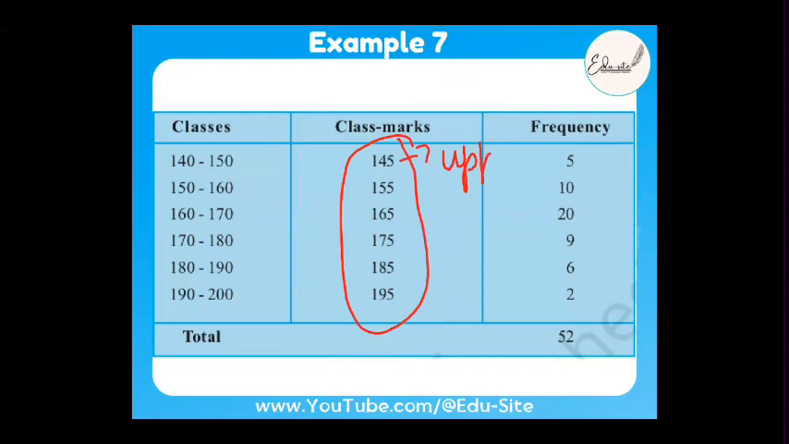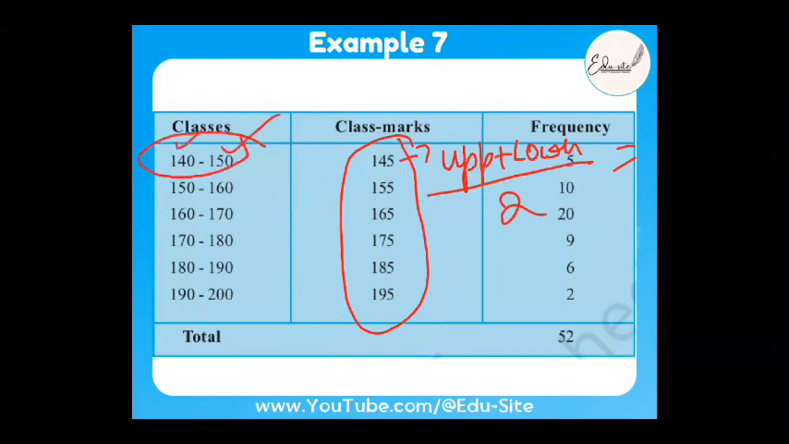Upper limit plus lower limit over 2. 140 plus 150: upper limit 150, lower limit 140, divided by 2. Answer 145. 160 plus 150 by 2, answer 155. 170 plus 160 by 2, 165. Any doubts in this? No.